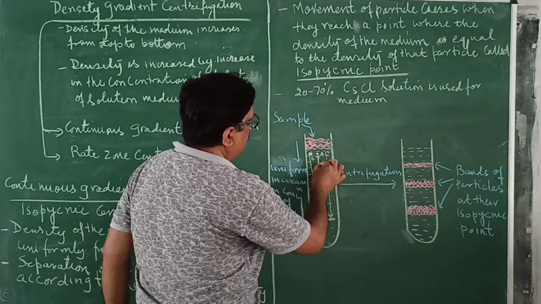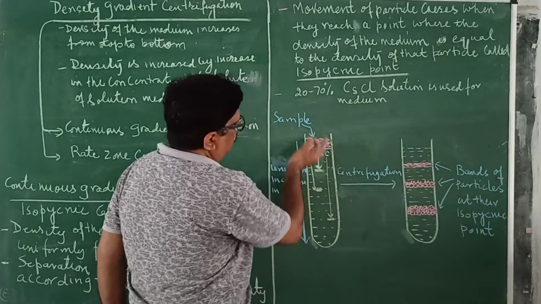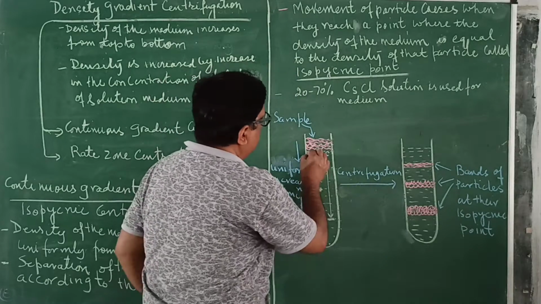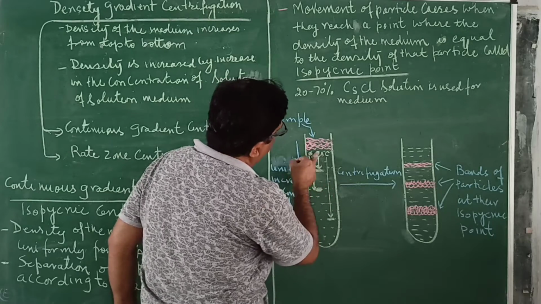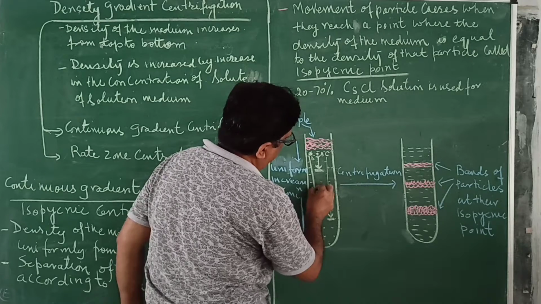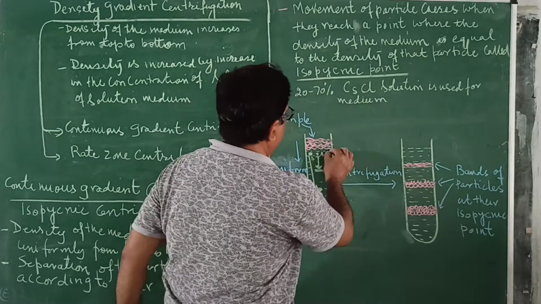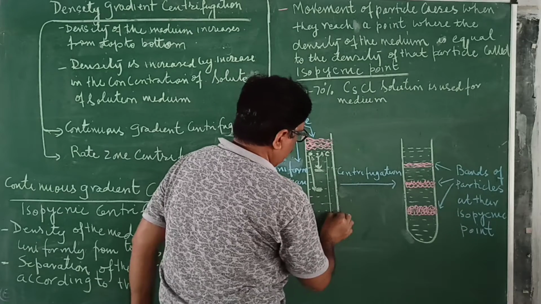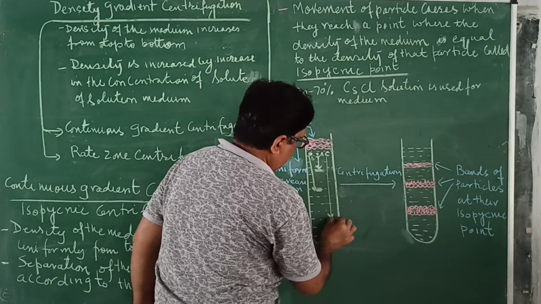The particle of least density will stop here at the top of the test tube, and particle B, suppose it has a density greater than that of A, will move to the middle of the test tube and form a band here. And the C particle, which has the maximum density, will move the maximum distance, reach its isopycnic point here and form a band.